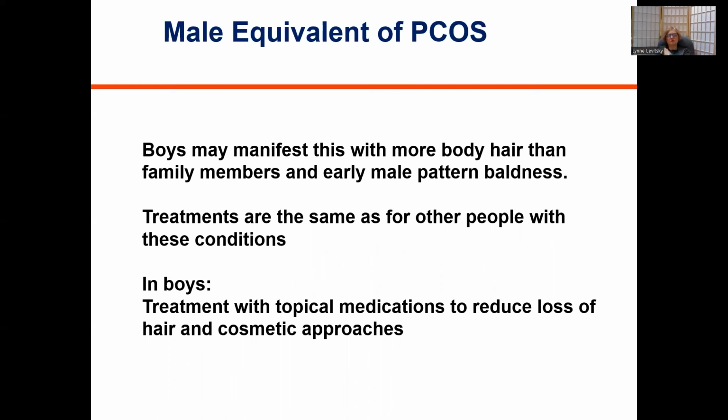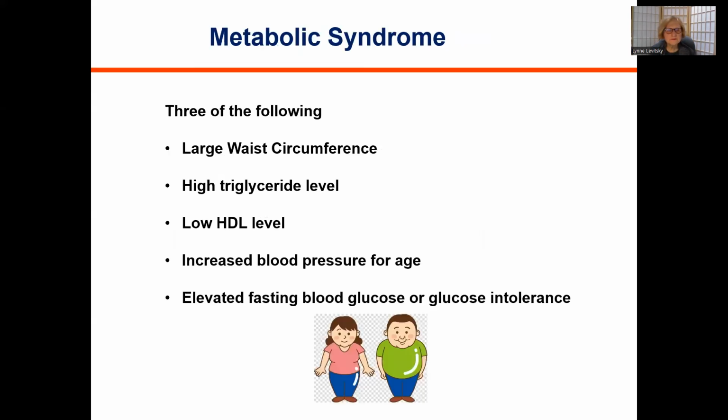And these are boys who seem to have more body hair than other family members, and they may develop early male pattern baldness. Some of this is stress, but it also may be a pattern like PCOS of responding to the rather higher levels or chronic levels of male hormone and other hormones related to the syndrome. And the treatments are the same as for other people with these conditions. In boys, you use treatment with topical medications to reduce the loss of hair and cosmetic approaches as necessary. A lot of this may be related to high stress levels in kids who see the world a little differently from others. So what is metabolic syndrome?